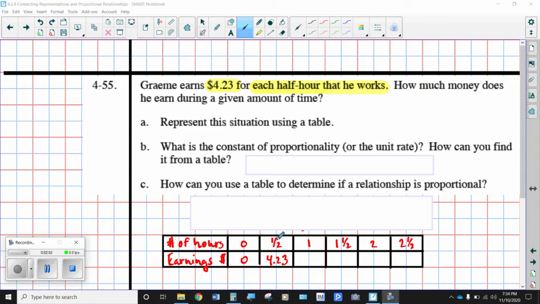So the number of hours that Graham worked and his earnings, and the provided information was for half hour of work, he makes $4.23. So what I would like for you to do is to create this table with these numbers for the number of hours that he works, and then fill in each one of these dollar amounts. So if he works 1 hour, how much does he make? If he works an hour and a half, how much is that? 2 hours, and so on and so forth.